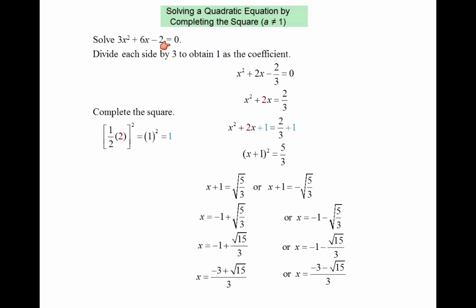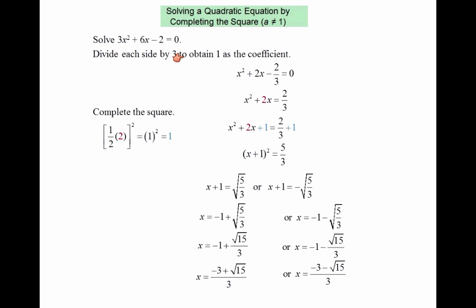Let's take a look at this example. Solve 3x squared plus 6x minus 2 is equal to 0. Solving a quadratic equation by completing the square where a is not 1. So this time the coefficient of x squared is not 1, and in order to follow the method we need to divide each term by this coefficient 3 to obtain 1 as that coefficient.